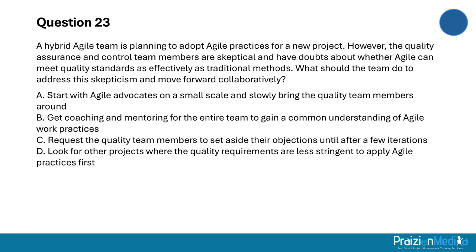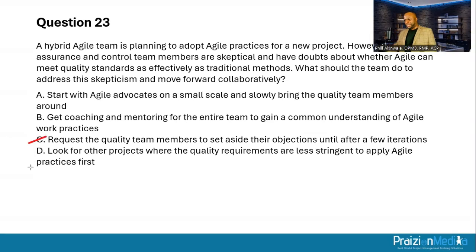All right. We will use the process of elimination again. So there's some things that are flat out wrong that are not the best option. Oh, set aside your objections. No, so we can disqualify C. That's not a very good approach. A, start with Agile advocates and forget about the naysayers. Start with Agile advocates and then slowly bring the quality team members around.